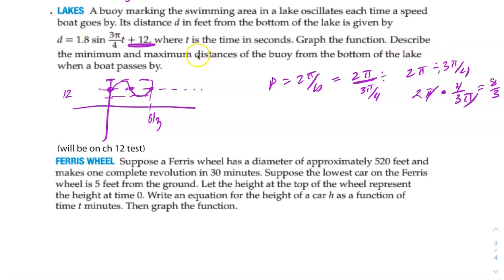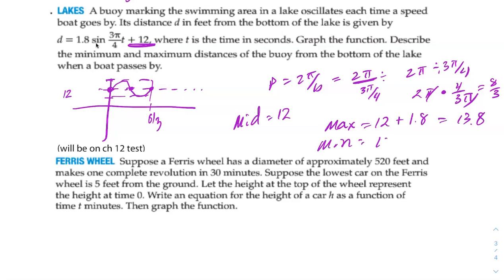What is it they want to know? Describe the maximum distances of the buoy from the bottom to the top of the lake when it passes by. So I guess they want to know the height. Well, I know my middle is 12, right? To find the max, it's going to be 12 plus my amp, 1.8, and get 13.8. My min, same idea. Get your middle, subtract the amp, you get 10.2. And there we go. That's the max and min.